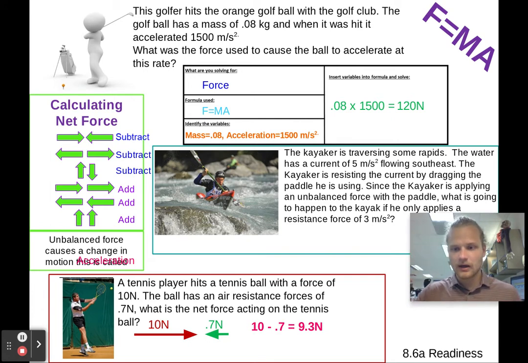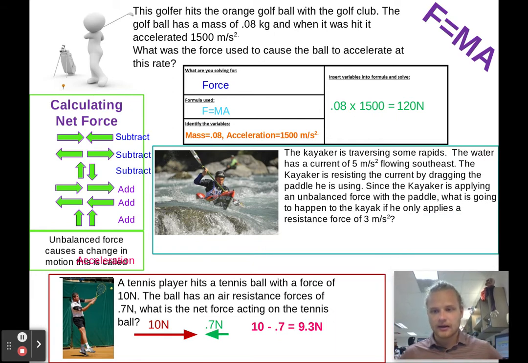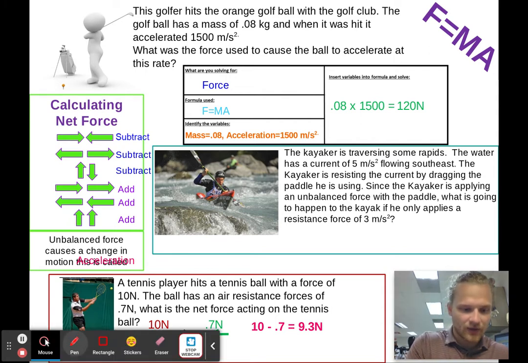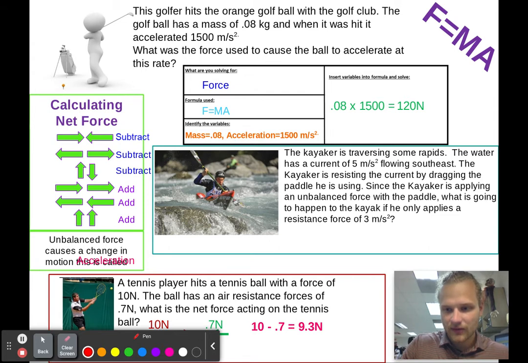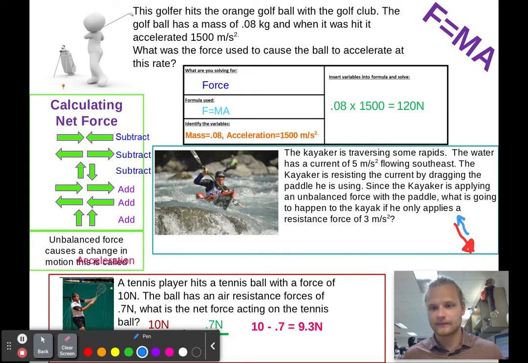Lastly, we're going to be talking about this kayaker. The water has a current of 5 meters per second squared flowing southeast. This would be a good example to write something down. Southeast is going to be at an angle right here, down and to the right typically. The kayaker is resisting the current by dragging the paddle, so he's applying an unbalanced force. He's getting dragged this direction, and he's going to go against that force. Drawing a little force diagram like this is really going to help you.